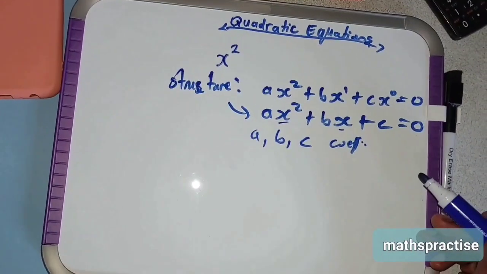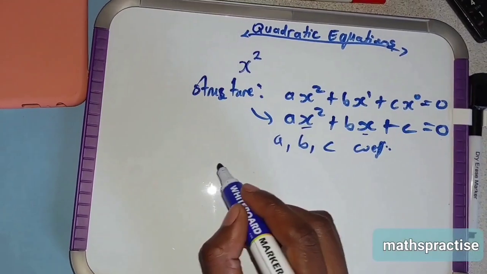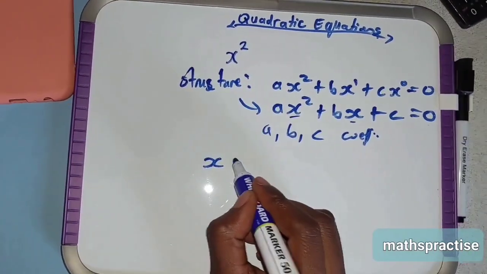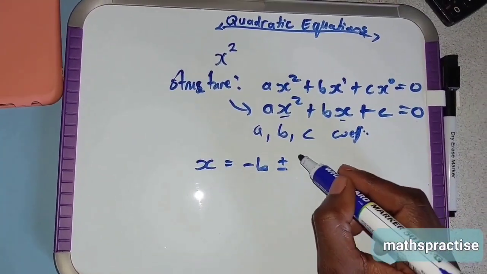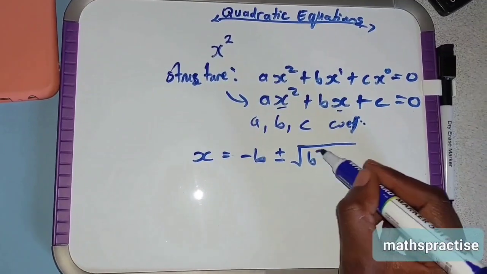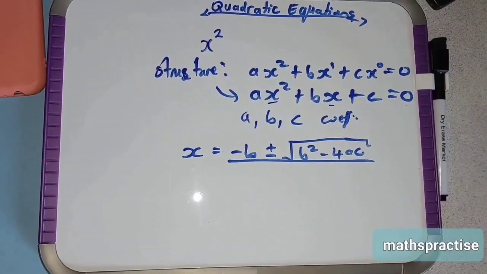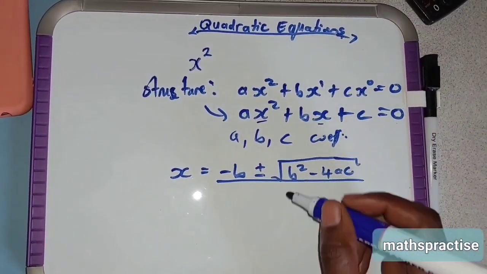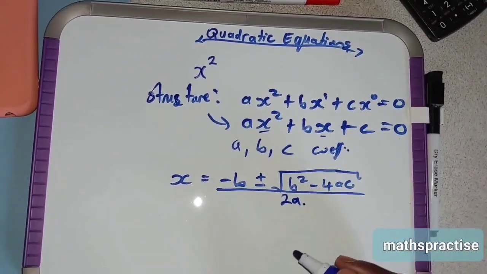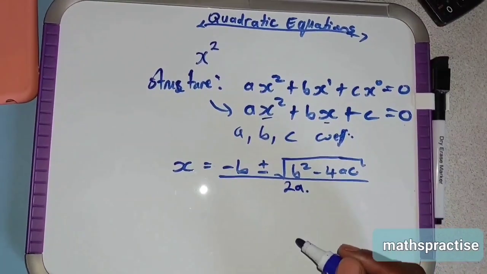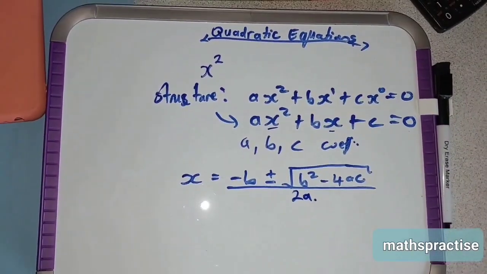So the formula for finding the value of x in a quadratic equation is x is equal to minus b plus or minus the square root of b squared minus 4ac, all divided by 2a, okay. So we are going to look into some of the examples that we have from the question, okay.